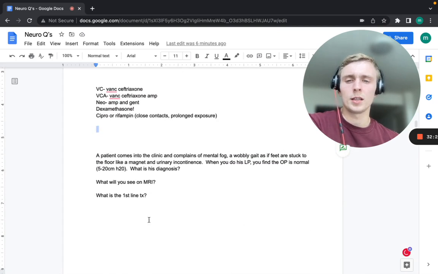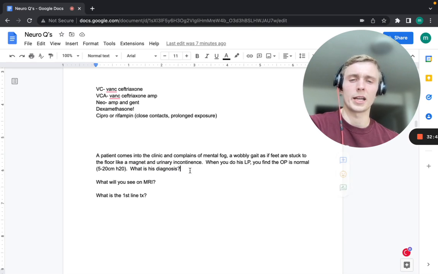Okay, next one. A patient comes into the clinic and complains of mental fog, a wobbly gait as if the feet are stuck to the floor like a magnet, and also urinary incontinence. When you do his LP, you find the opening pressure is normal. It's 5 to 20 centimeters of H2O. And remember, we said over 25 is abnormal.